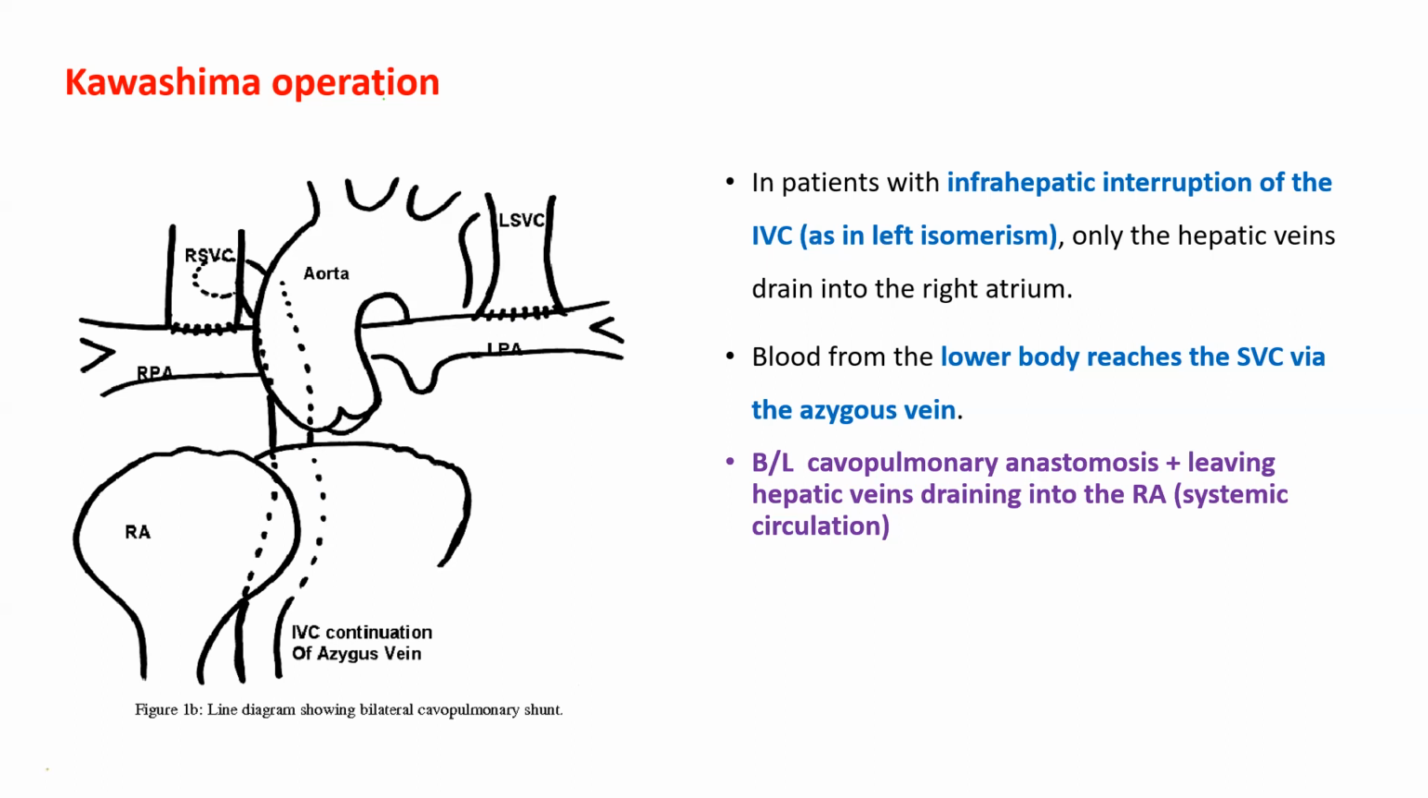Blood from the hepatic vein goes into the RA. From the RA, where does it go? What is the circuit? Through the ASD. The ASD will be there, that's why it ends up in the systemic circulation.